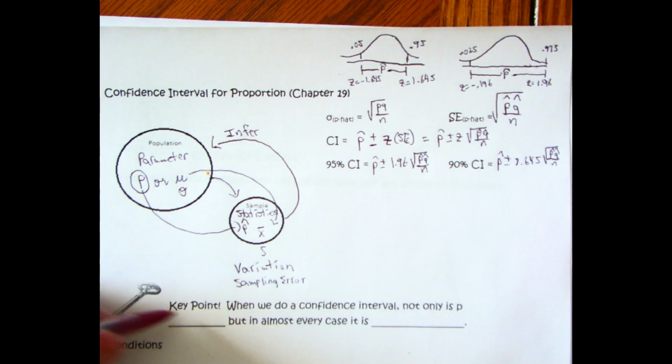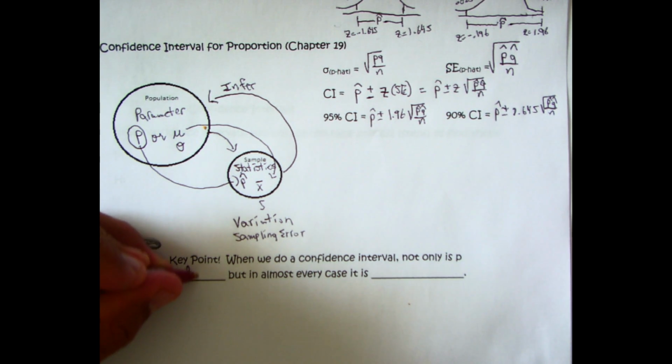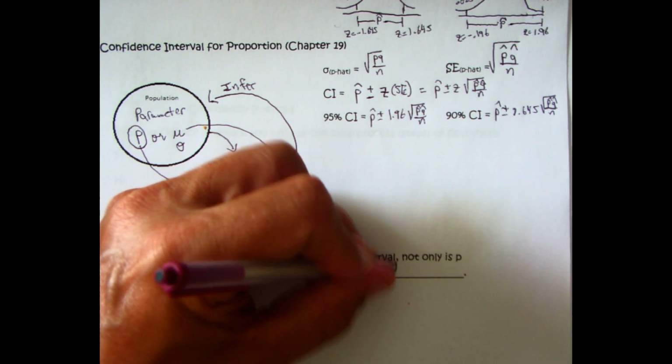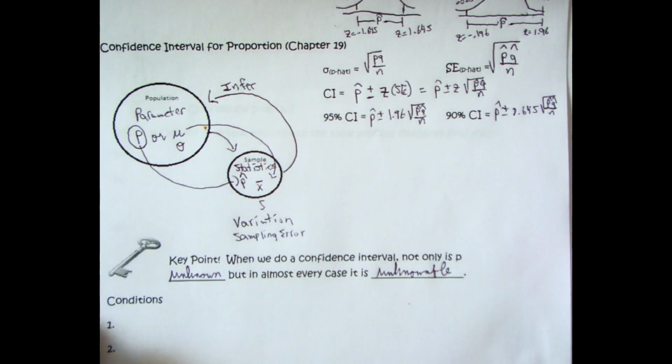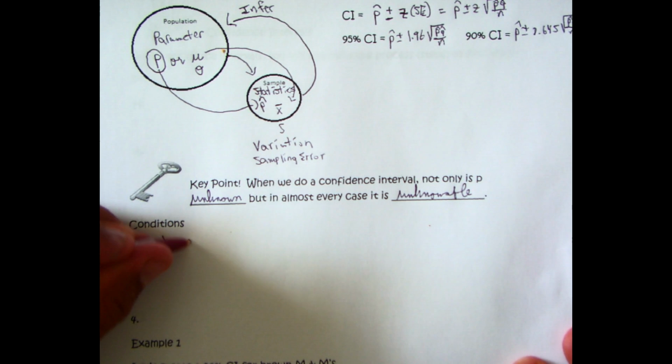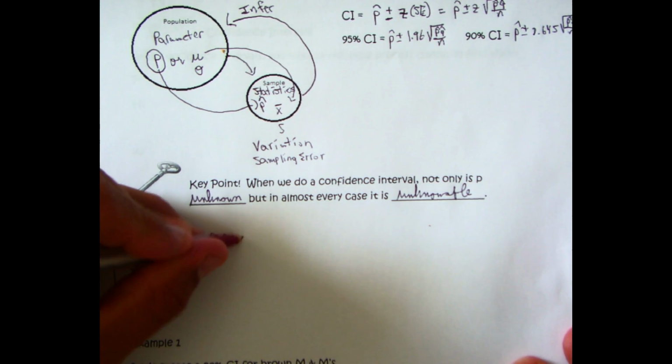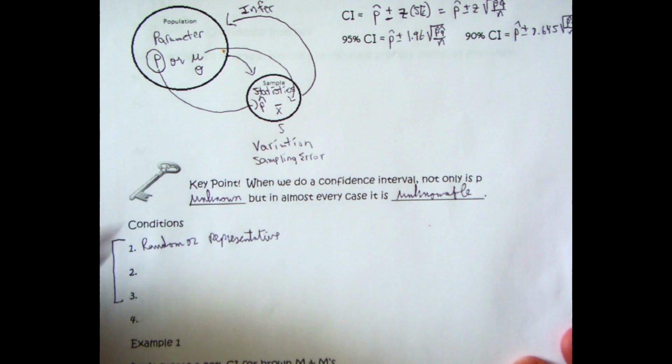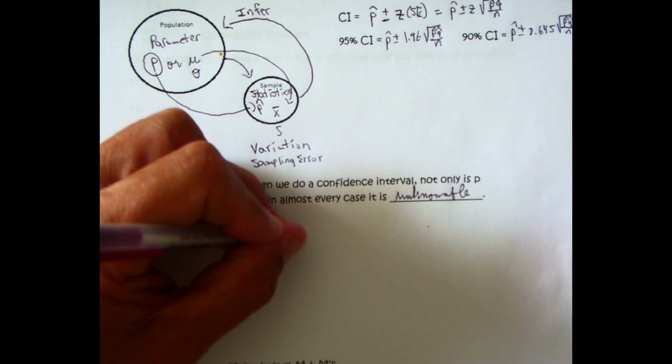Alright, so, key point. When we do a confidence interval, not only is p unknown, but in almost every case, it is unknowable. We've already talked about that. Now, we talked about conditions in our last chapter, and I'm just going to put these generally for now. There are going to be 3 sampling conditions generally. The first condition is that your sample must be random or representative.